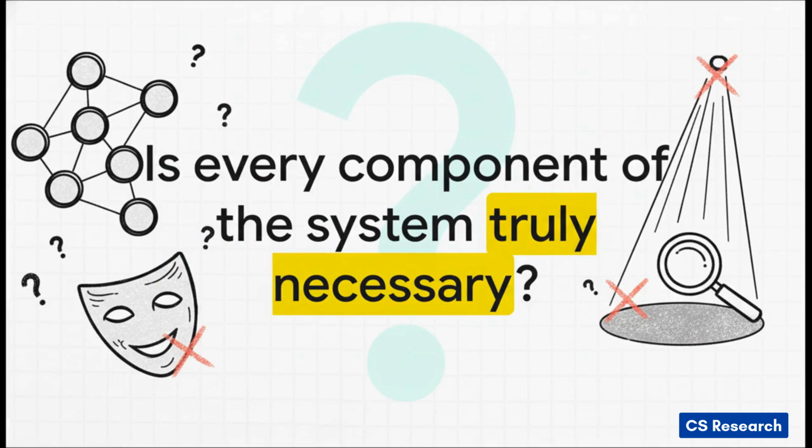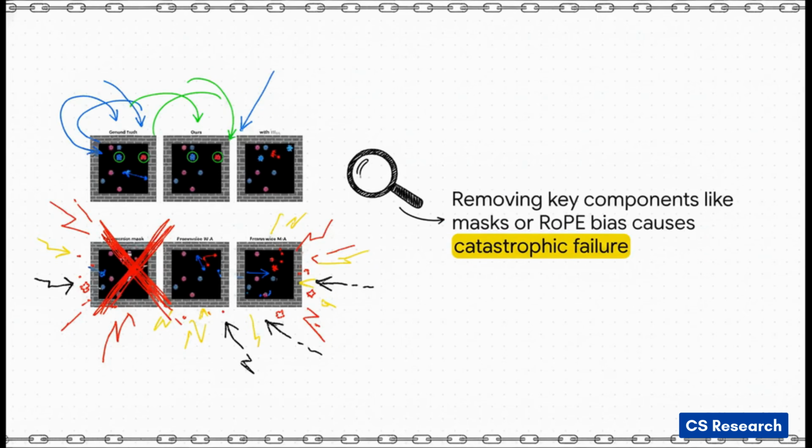Now, a good scientist always has to ask, okay, but did we really need all of that? What happens if we start taking pieces out? Is the rulebook mask or the spotlight bias really that essential? Well, this slide gives us the visual proof. Top left, you've got the goal, the ground truth, and right next to it, the full Action Party model, tracking it perfectly. But then look at the others. The second you remove either the attention mask or the rope bias, it's a catastrophic failure. The control is just completely gone. It's chaos all over again.